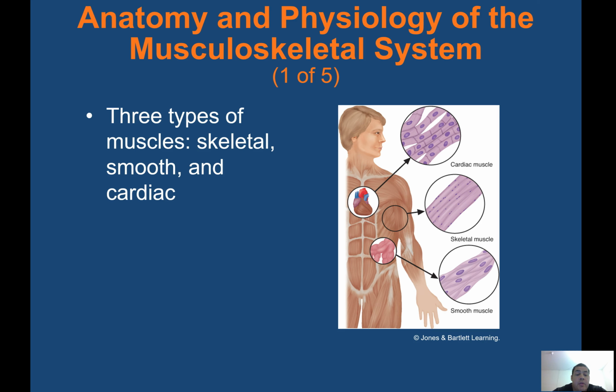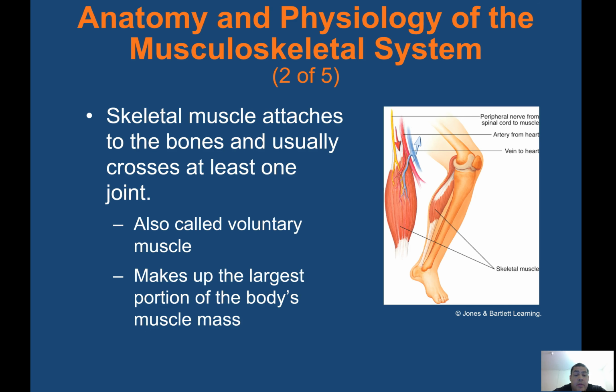So, 3 types of muscle: skeletal, smooth, and cardiac. Remember how many types of muscle there are and the different types. Cardiac muscle is only going to be found in the heart. It's a good way to know that. Skeletal muscle attaches to the bone and usually crosses at least one joint. Also called voluntary muscle, it makes up the largest portion of the body's muscle mass.